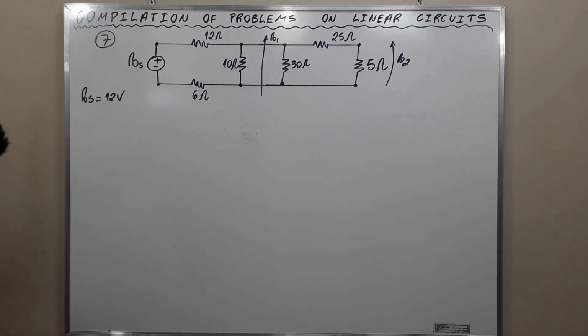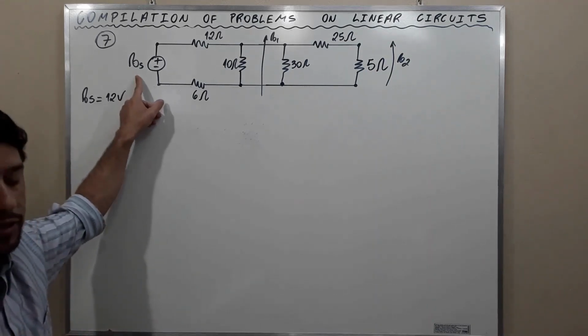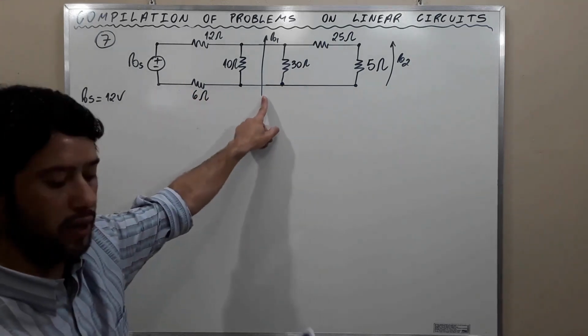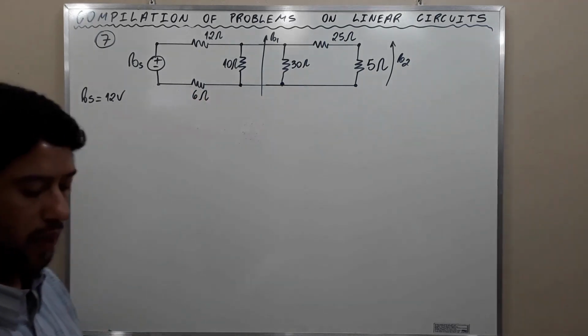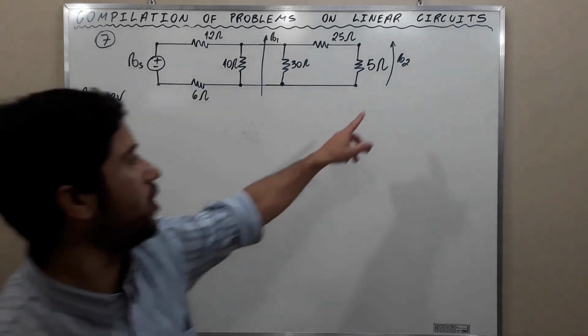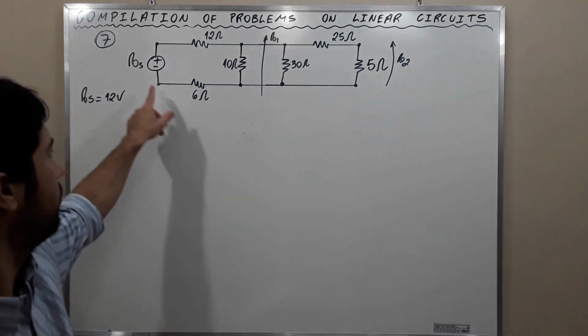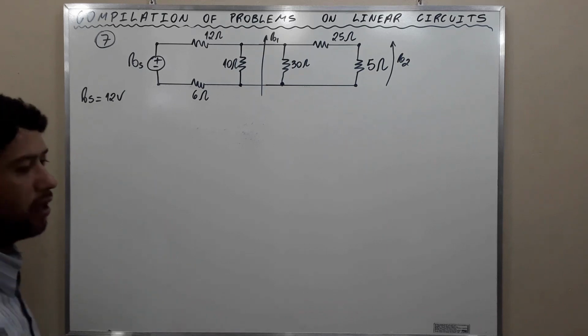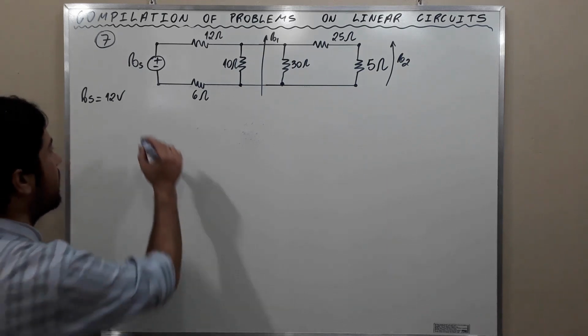Letter B. Suppose that the value of Vs is adjusted until V1 is 10 volts. Determine the new values for V2 and Vs. Okay, my friends, this is the question. Let's go to the solution. First of all, letter A.